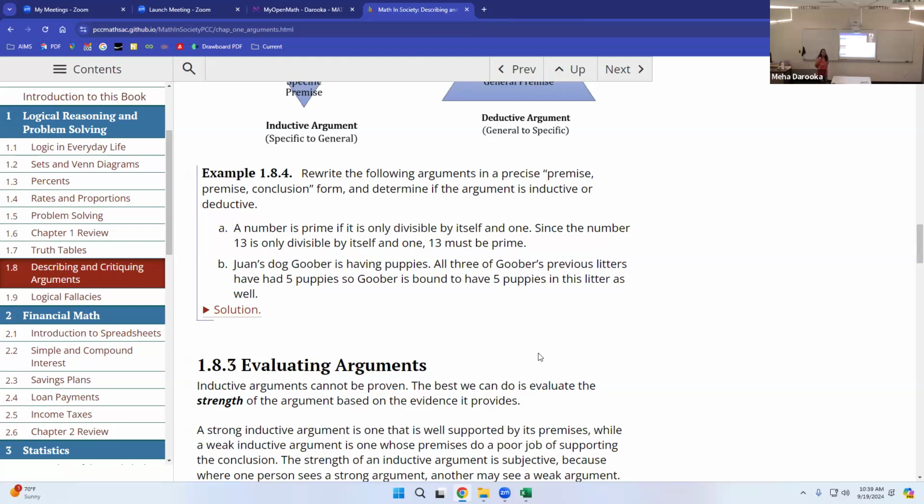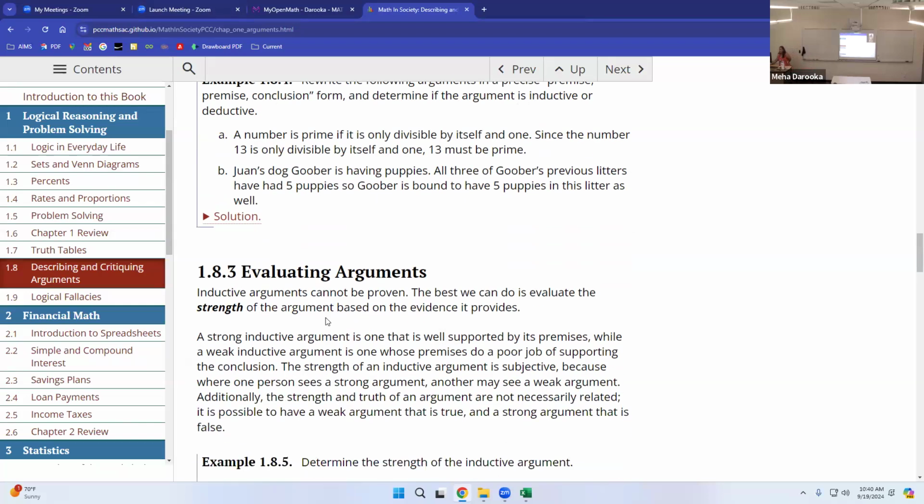If it helps, you can try to identify what you think is the conclusion first. In statement A, what do you think is the conclusion that we're making? 13 must be prime. Very good. So what is going to be the premise, the arguments that are leading to that conclusion? Basically, the definition of a prime number, right? A number is prime if it is only divisible by itself and 1. And then we're saying the number 13 is only divisible by itself and 1. Alrighty, so hang on to that.